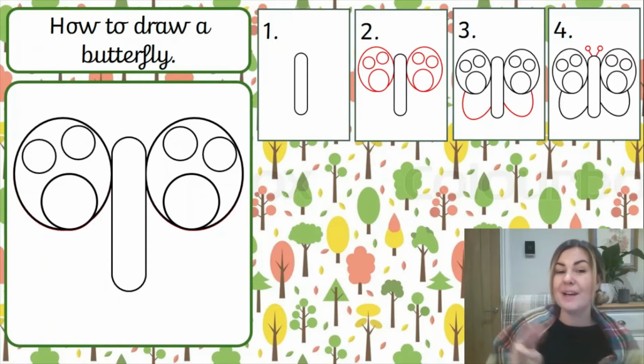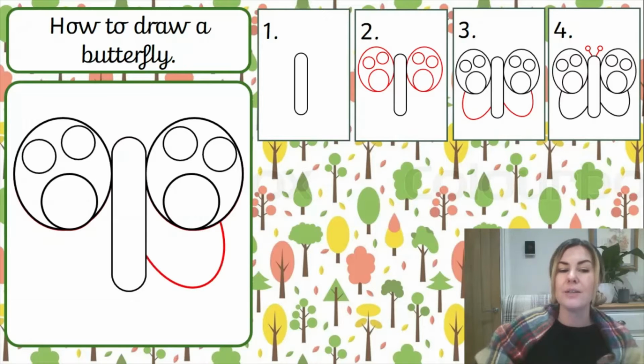Step 3, I'm going to draw the bottom of the wings. So now I'm going to draw like a stretched circle that goes from my first big circle all the way around to the butterfly's body. I'm going to do that on the other side as well.